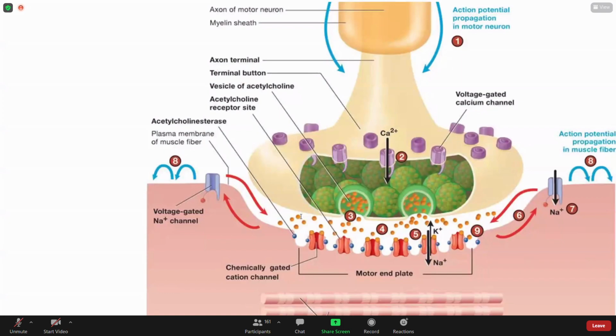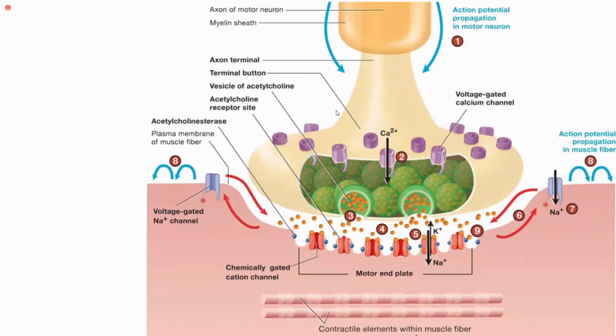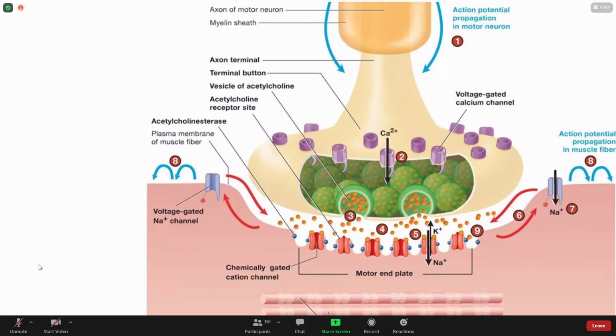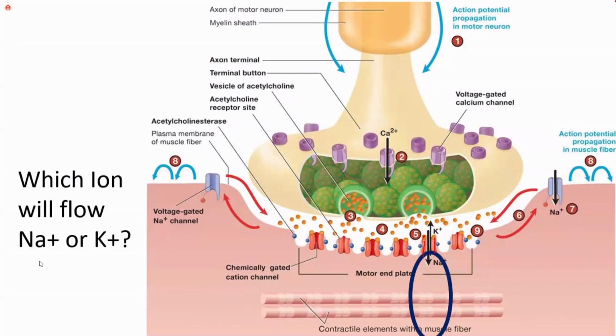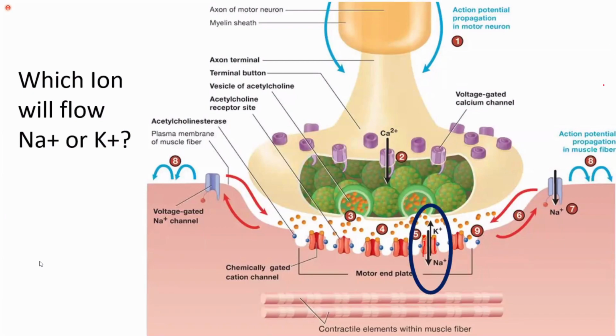Now, acetylcholine will be binding to the cholinergic receptor, right? So here, you can see it binding. Now, we said that the cholinergic receptor is permeable to what? To sodium and potassium. So which one is going to go in? Is it sodium or is it potassium? How do you know?